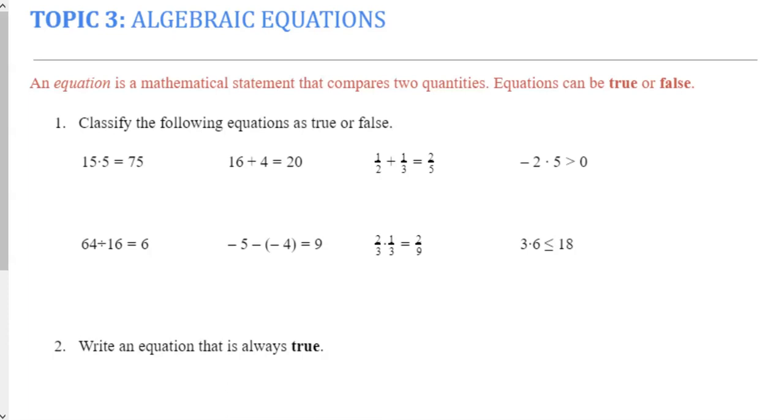Okay, so first of all, an equation, hopefully from the vocabulary that we talked about earlier, has the equal sign in there, where you compare two quantities. So the left side would equal the right side. They can be true, they can be false.